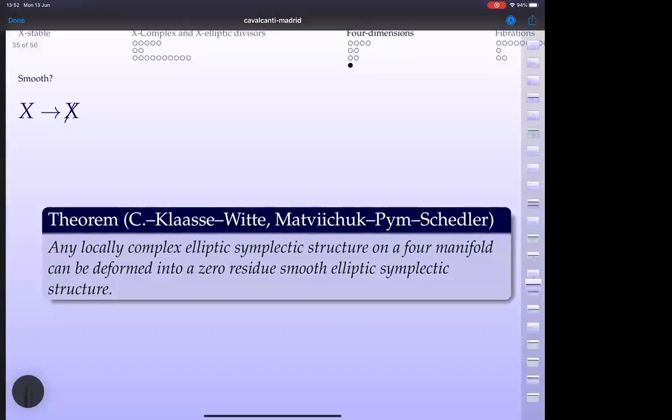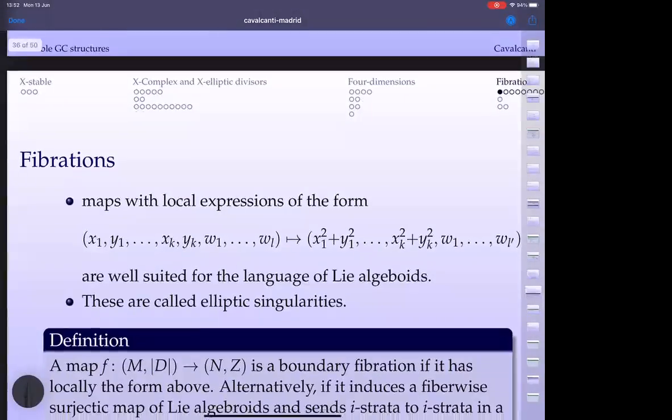What's this slide? Okay. And you're going to get back to that.